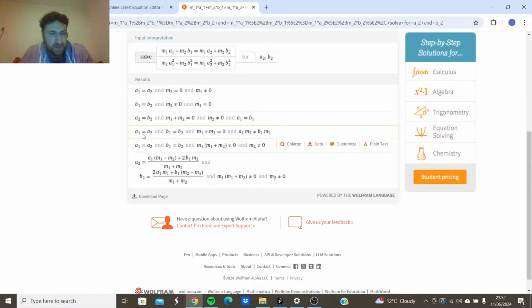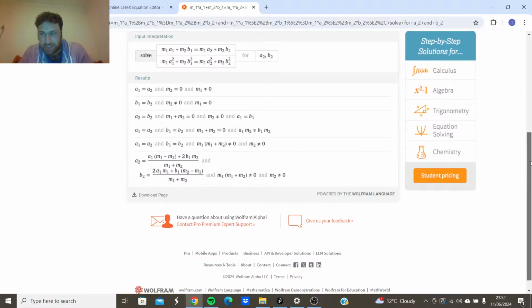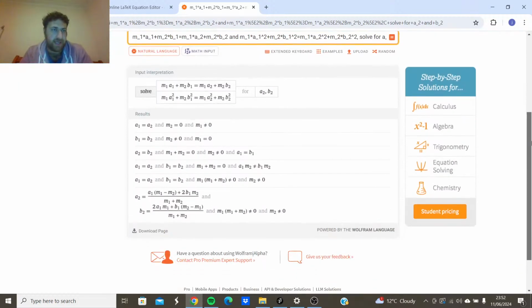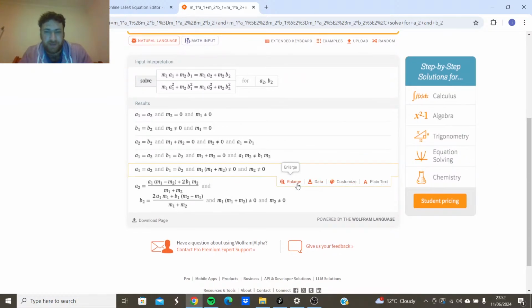This one is A1 equals A2, B1 equals B2, the no change solution, pretty obvious. But then you've got this one, and this is the solution we're after, the one that actually does the collision. Now the problem is Wolfram Alpha won't actually tell me how it came up with that. It doesn't even show it as an option. So even if I paid for the pro version, I don't think it would necessarily tell me how to solve this.